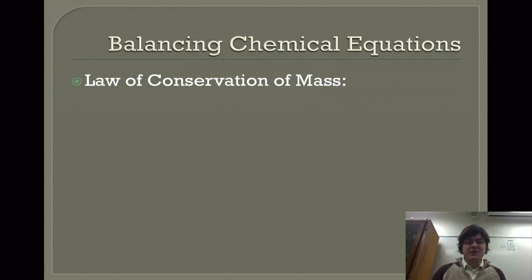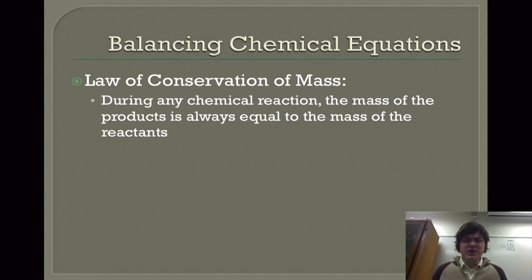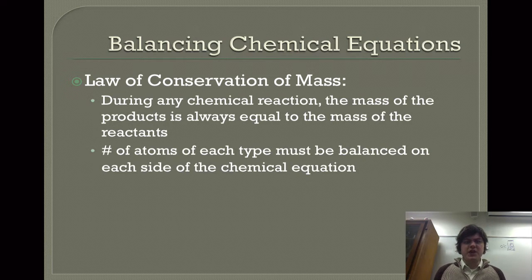I want to touch right now on the law of conservation of mass and what it really means for us during chemical reactions. During a reaction, the mass of the products is always going to be equal to the mass of the reactants. It's impossible for matter to be created or destroyed during a chemical reaction. And what that really means for balancing chemical equations is the number of atoms of each type must be balanced on each side of the equation. So on each side of the equation, you need the same number of each atom as on the other side.